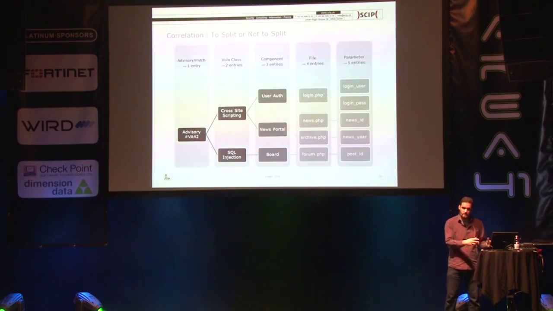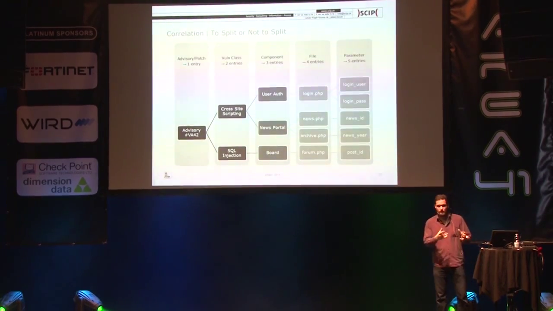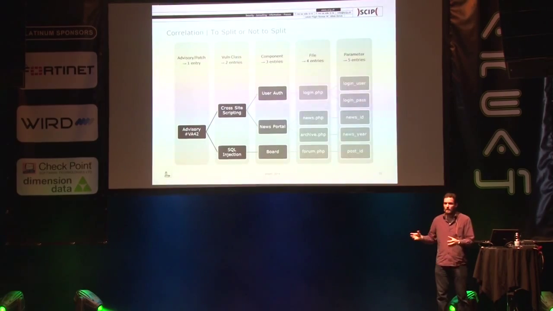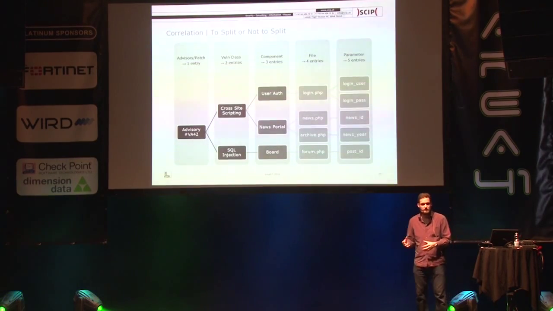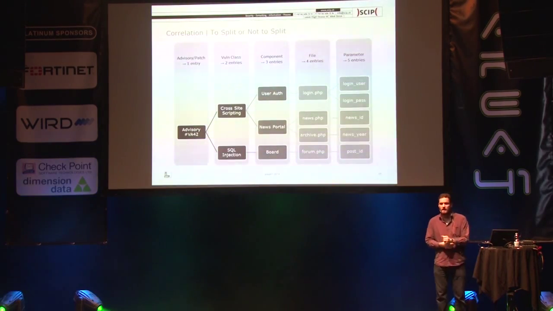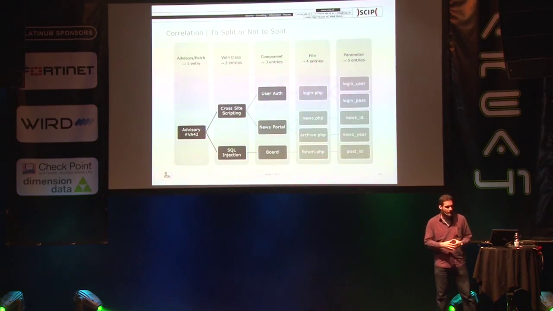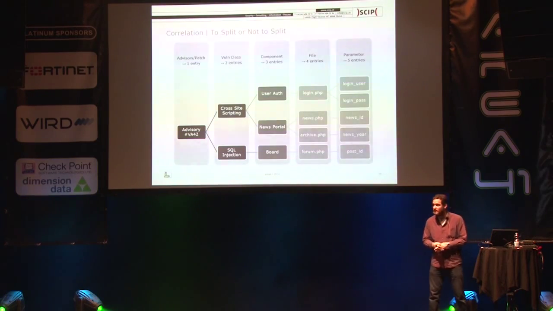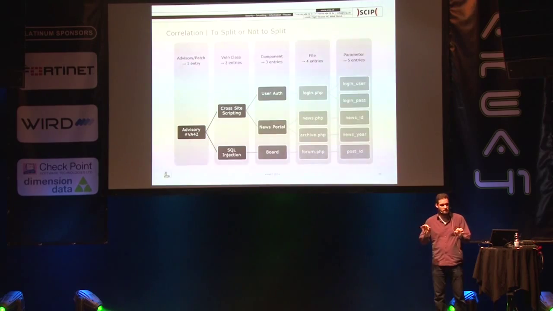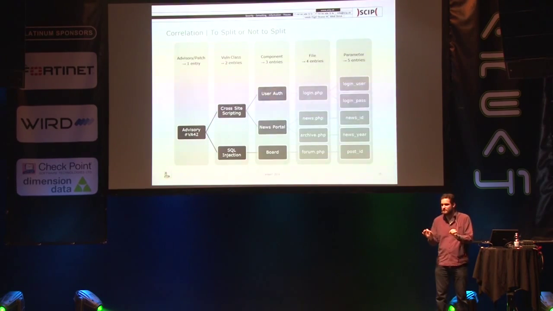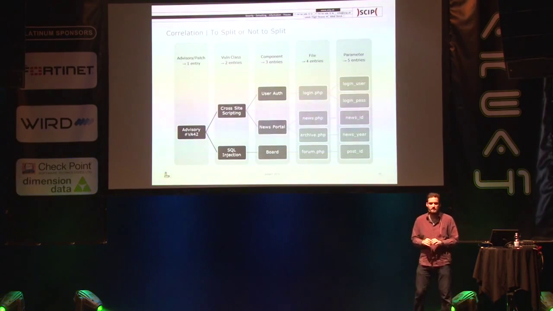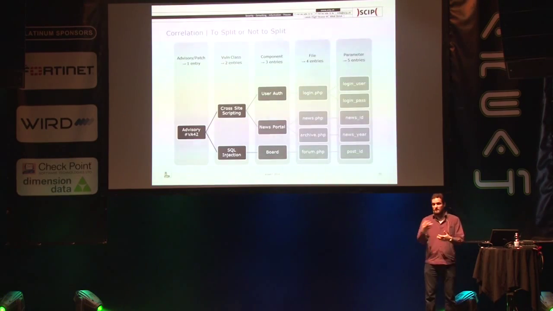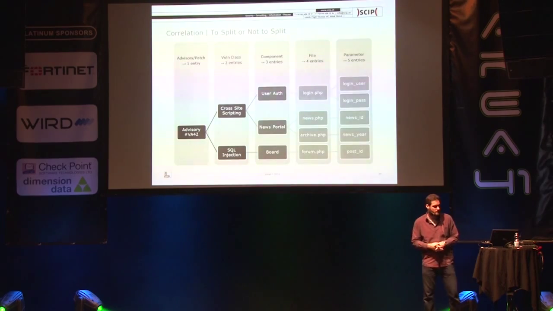Do you create one entry for the advisory patch? Do you create two entries for the vulnerability class? Or are you going to provide five entries for the five different parameters? And this discussion is really hard to come to an end, because ideally you provide five entries for the five different parameters, because the attack vectors or the exploitation is different, so it requires a different entry. But in this case, you would have to add an infinite amount of entries.